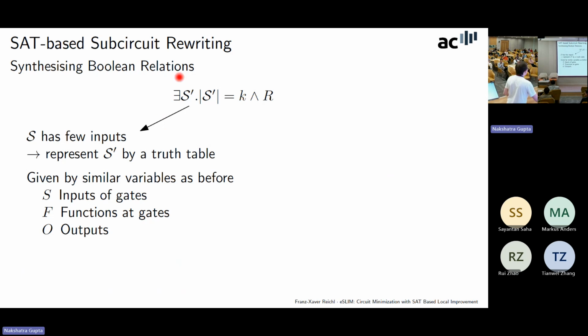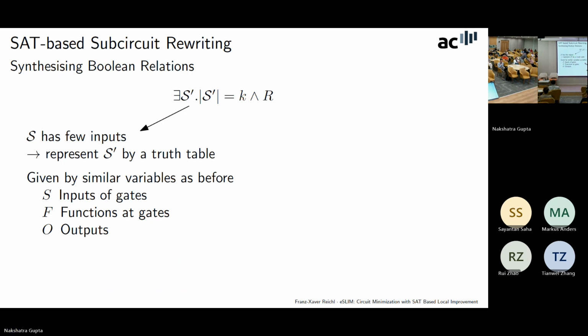This is just a set of variables. I don't want to go into too much detail for this encoding because there's not enough time. But you can imagine if we have, for example, 3 gates, then for each gate we represent the function by a truth table, and for each line in the truth table we have one variable, and these variables would be contained in the set S.